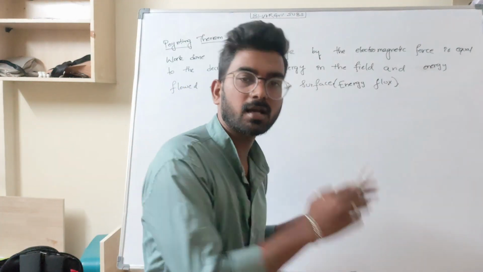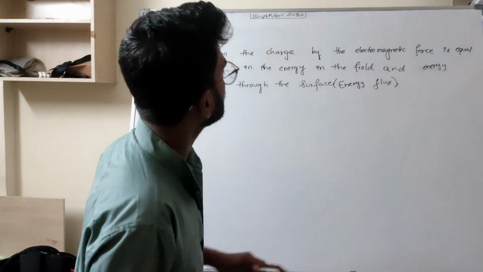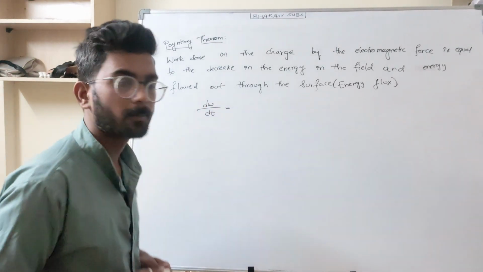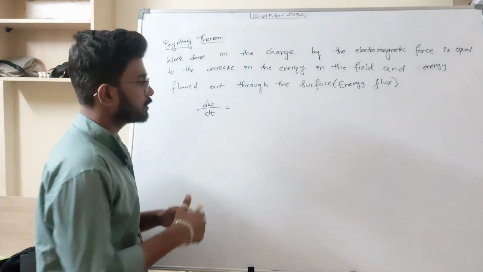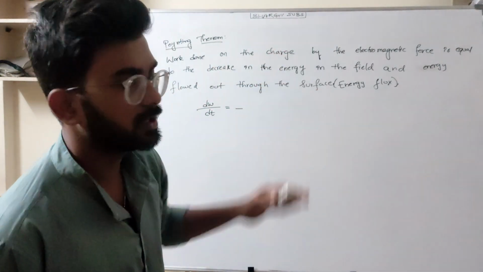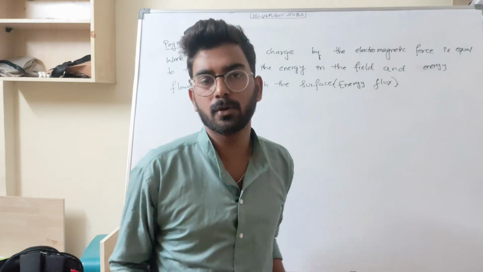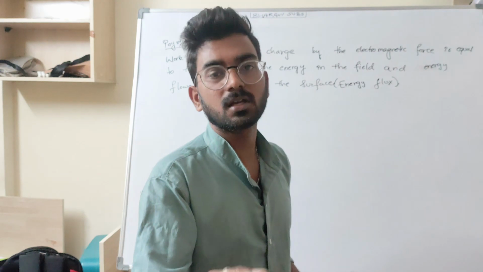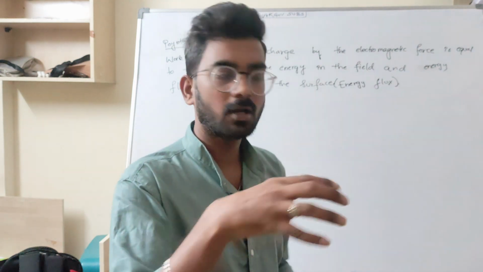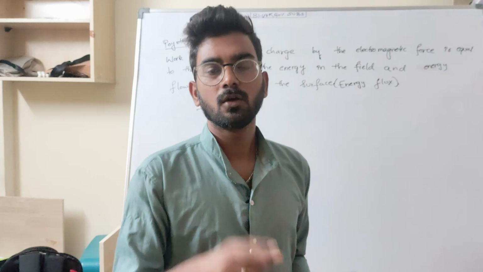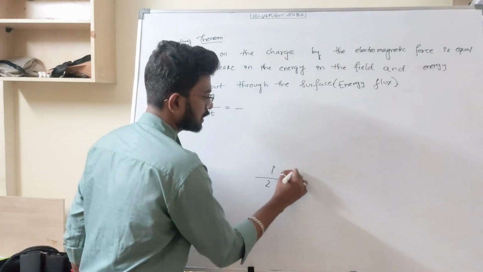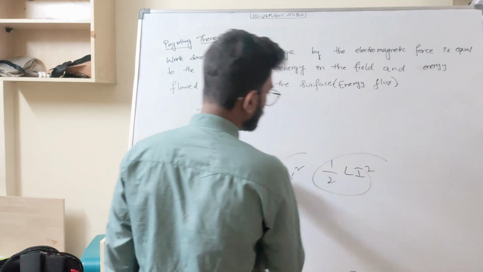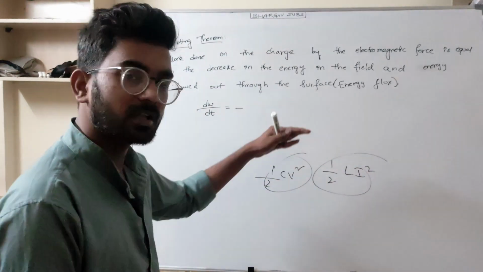Now let us discuss the mathematical statement of the Poynting Theorem. Work done on the charge by the electromagnetic force, dW by dt, is equal to what? Decrease in energy. Decrease means negative, no? So negative of the energy stored in the field. Energy stored in the field is due to many components, maybe a conductor, capacitor, inductor, resistor, anything. In them energy is stored. What is the formula for the capacitor? Half CV square. For the inductor? Half Li square. These are the formulas for energy stored, and there is a decrease in this energy.